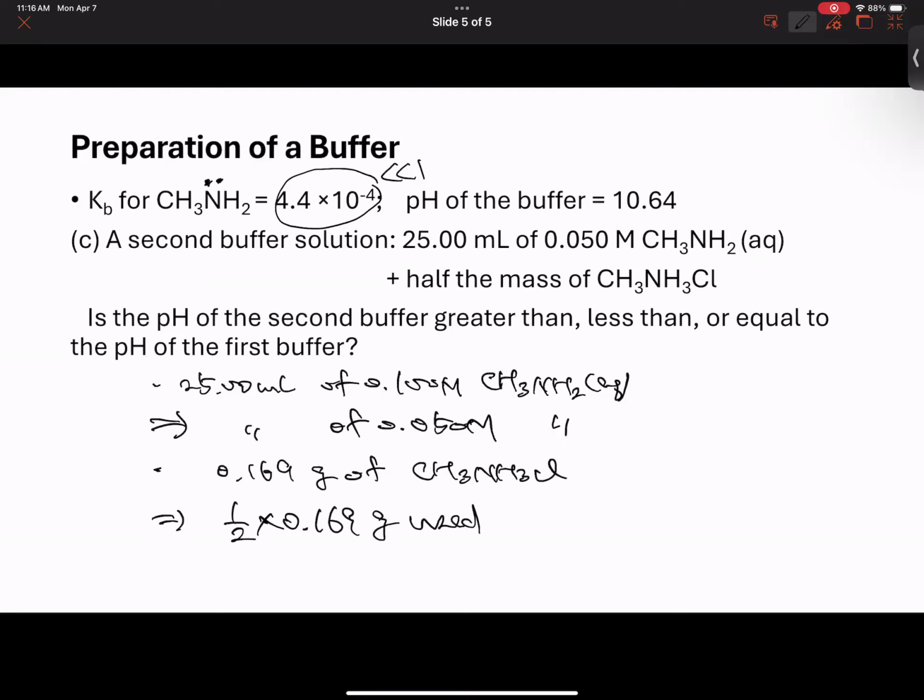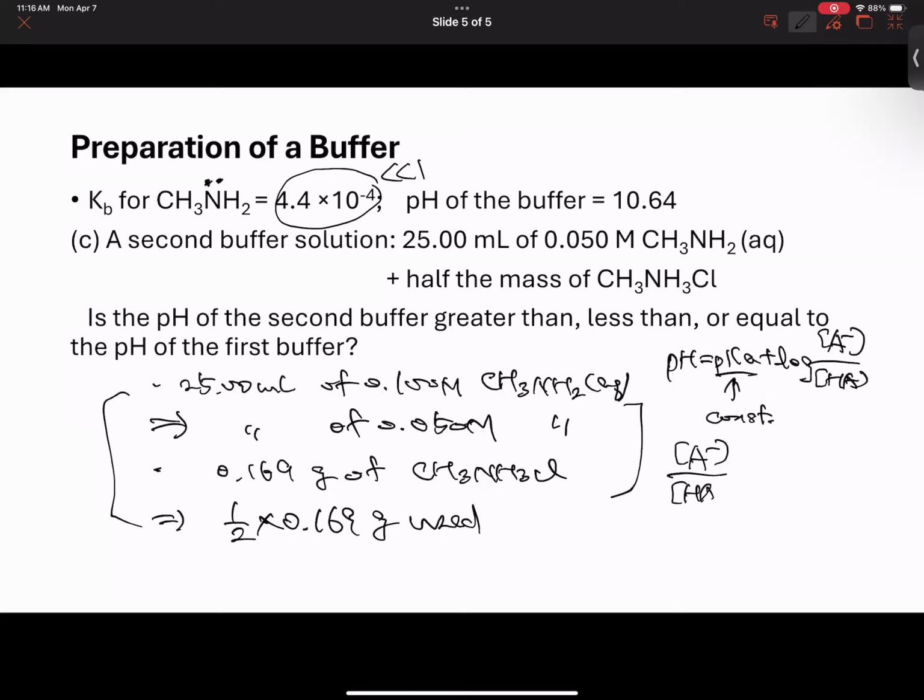Then what will be the pH? In this case, this one is asking about the Henderson-Hasselbalch equation. So pH is calculated by the pKa value of the acid plus logarithm of the conjugate base over the acid, like this way. Here pKa is a constant, so pKa doesn't change. And let's think about the ratio of the acid and its conjugate base. And both of them are half now. The volume is same, but the concentration is half. So then mole number is half.